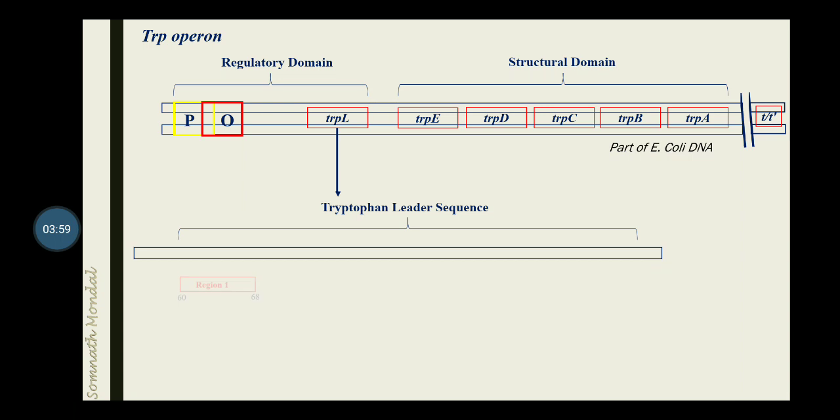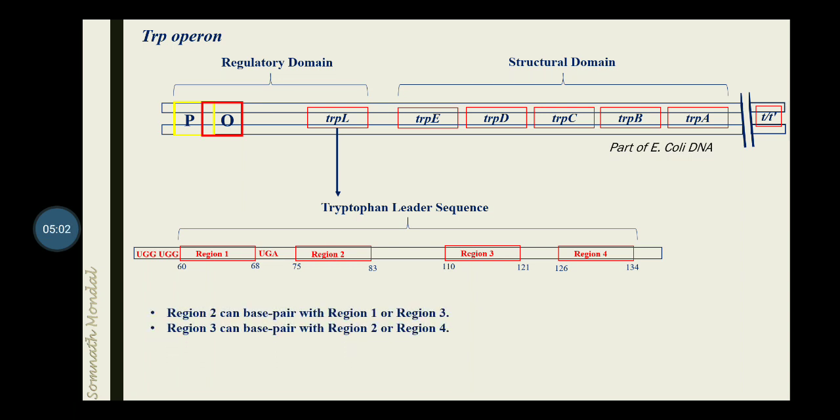Within tryptophan leader sequence, there are some regions that have been blocked, that is, these 4 red rectangular blocks marked as region 1, region 2, region 3 and region 4. In these blocks, the respective nucleotides are: region 1 spans from 60 to 68 nucleotide, region 2 75 to 83, similarly region 3 110 to 121, and region 4 126 to 134 nucleotides. Apart from that, just ahead of region 1 there are 2 UGG codons, that is the codons of tryptophan amino acid, and after the region 1 there is UGA, that is a stop codon.